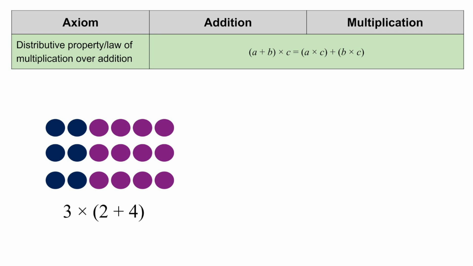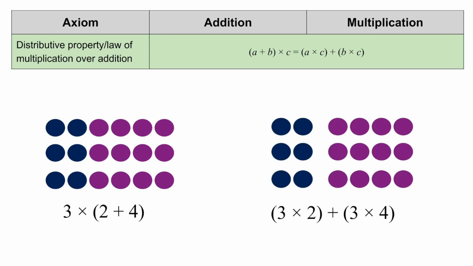Arrays are a useful way of representing this. 3 lots of 2 plus 4 is the same as 3 lots of 2 plus 3 lots of 4. This shows how the 3 can be distributed and multiplied by each term in the brackets. This is the same process we use to multiply with multi-digit numerals.